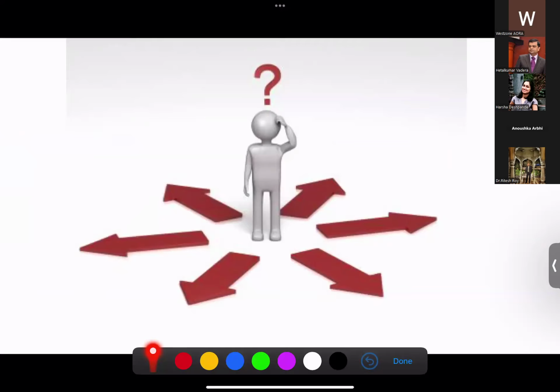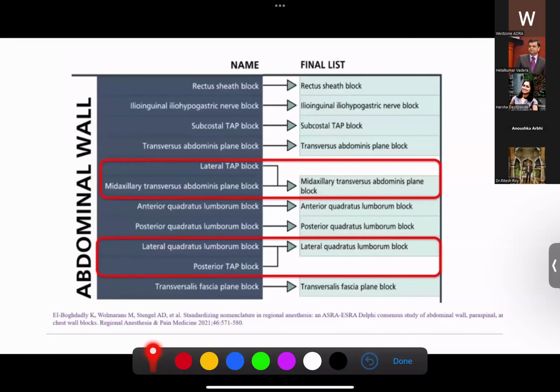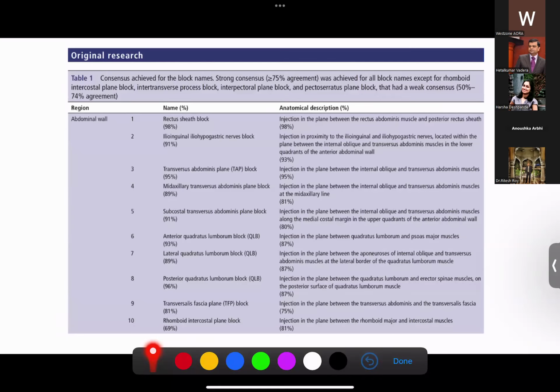Now, when it comes to fascial blocks, there are multiple terminologies which might be overlapping and confusing. Therefore, the ASRA Delphi consensus study of abdominal wall blocks to standardize nomenclature was published in 2021. The final list said that the lateral and the mid-axillary TAP block are commonly named the mid-axillary TAP block, and the lateral QL block and the posterior TAP block are commonly known as the lateral QL block. It also gave the definition of all the blocks and the anatomical description, which we will see further.